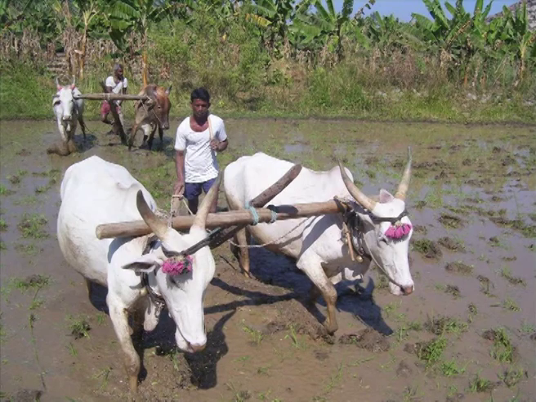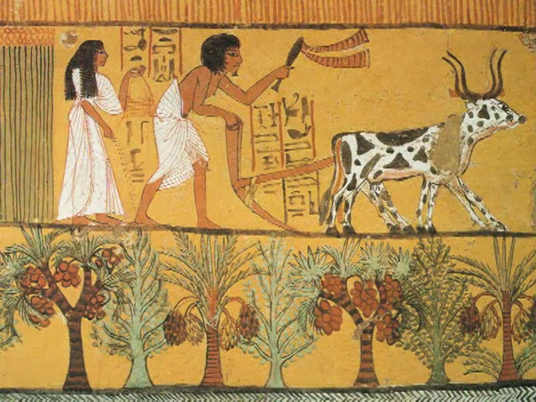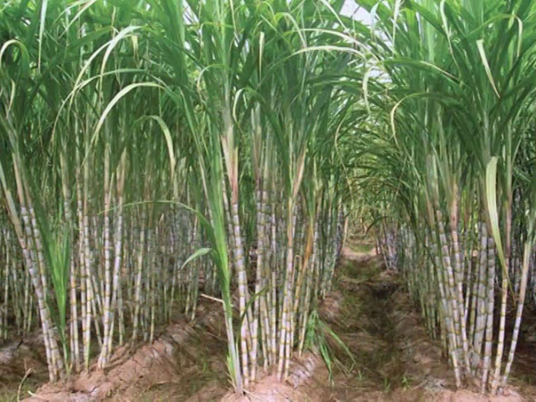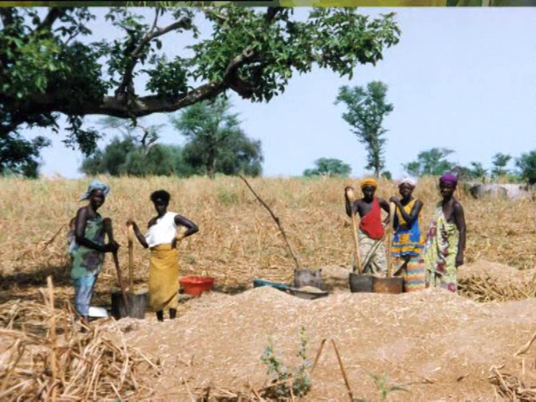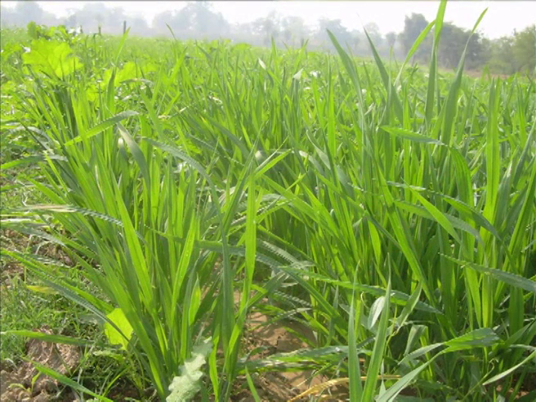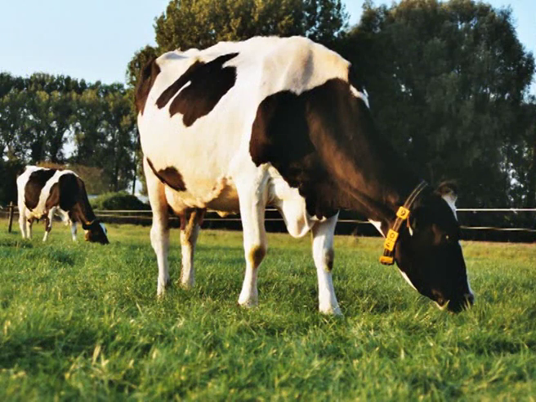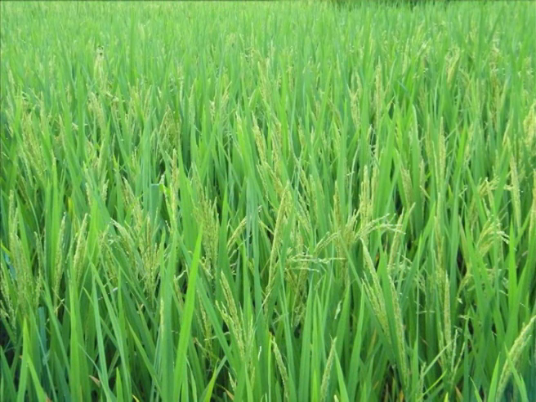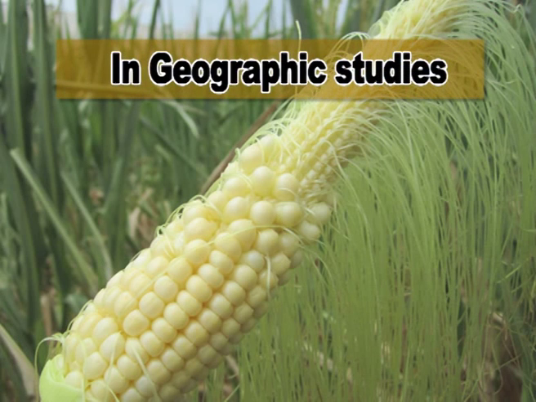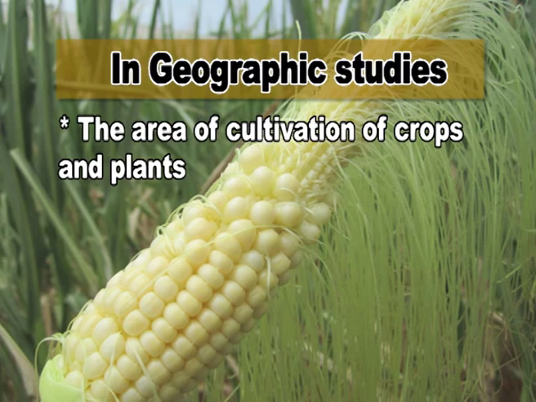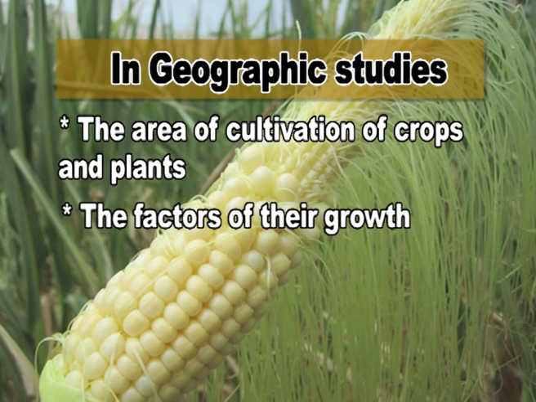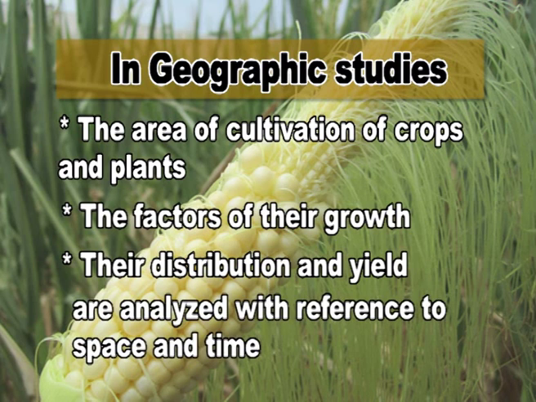Agriculture is the backbone of India's economy. The history of agriculture dates back to several centuries. Crops and plants were grown and domesticated by the people in several parts of the world since ancient times. Plants which are fully useful for human and animal consumption have been segregated and cultivated in the farmlands and agricultural fields. In geographic studies, the area of cultivation of crops and plants, the factors of their growth, their distribution and yield are analyzed with reference to space and time.